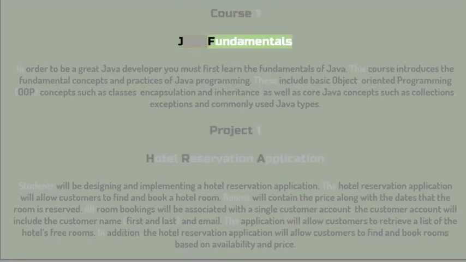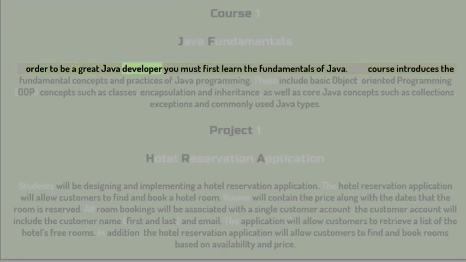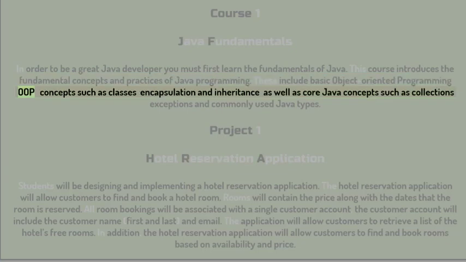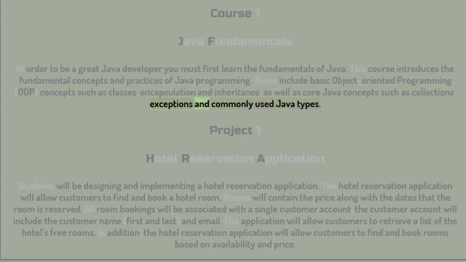Course 1 Java Fundamentals. In order to be a great Java developer, you must first learn the fundamentals of Java. This course introduces the fundamental concepts and practices of Java programming. These include basic object-oriented programming, OOP, concepts such as classes, encapsulation, and inheritance, as well as core Java concepts such as collections, exceptions, and commonly used Java types.